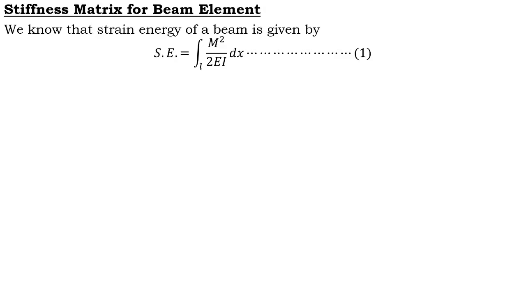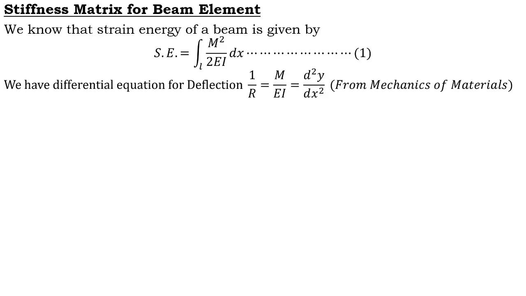That is given by strain energy is equal to integration over the length of the element M square divided by 2EI into dx. Now that M is the applied moment and EI is the flexural rigidity of the beam. Now I need to replace the M in terms of the differential equation of deflection, that is 1 by R is equal to M divided by EI, that will be equal to d square y divided by dx square. That is the equation of deflection we derived in mechanics of material under deflection of beams.